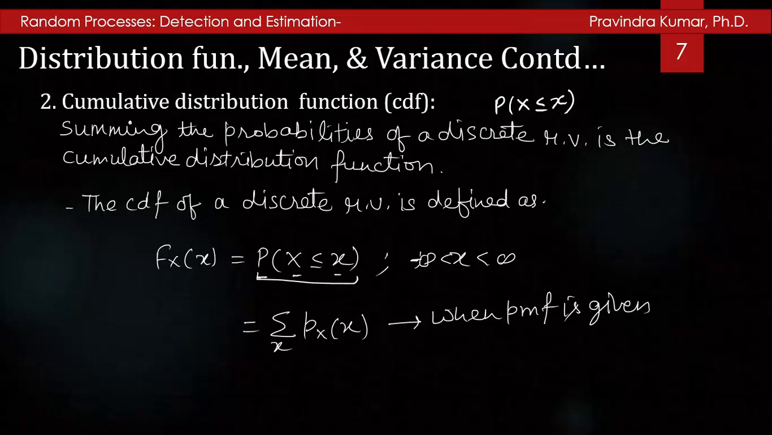When x is less than or equal to some real number, we are getting the sum of the probabilities up to that value. This is known as the CDF, where x lies between minus infinity and infinity. When the PMF is given, we can add up all the PMF and find the CDF. So the summation of the PMF will be the CDF, the cumulative distribution function.